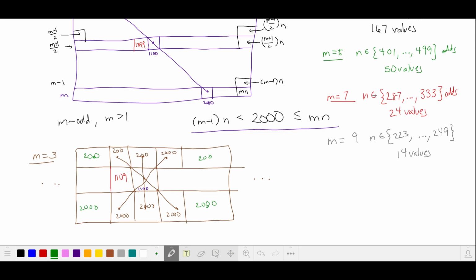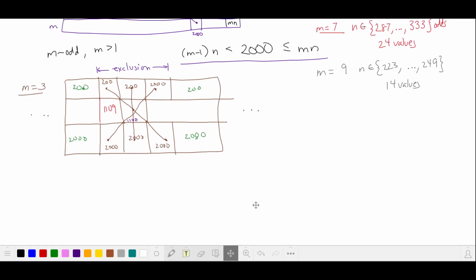So we have this exclusion zone here where 200 cannot reside. If it's to the left, it's fine. If it's to the right, it's fine. But if it's one of these 3 values, then that's not allowed. And we can remove those values of n, those corresponding values of n, from our solution set. So let's see what we have here. How can we express this algebraically?